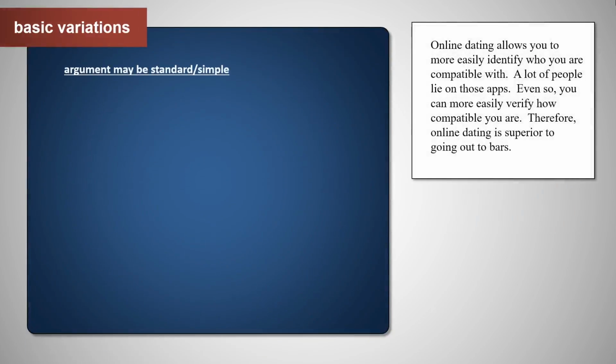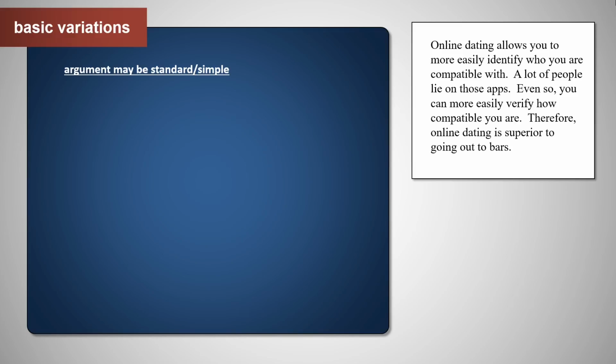Okay, so in terms of basic variations, you may have standard or simple arguments, and you see here on the right we've got an argument pulled up, and I don't have any statements marked because I'll use the whole argument to illustrate the different types of statements you might find. So the argument basically says that online dating allows you to more easily identify who you're compatible with. A lot of people lie on those apps. Even so, you can more easily verify how compatible you are, and therefore online dating is superior to going out to bars.